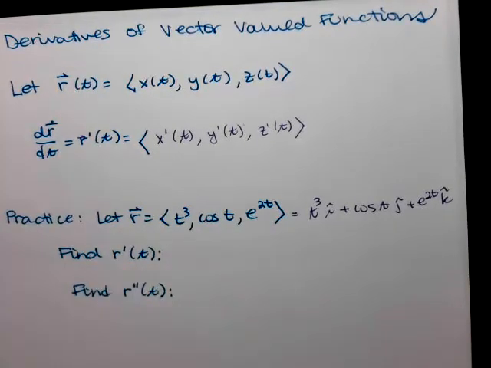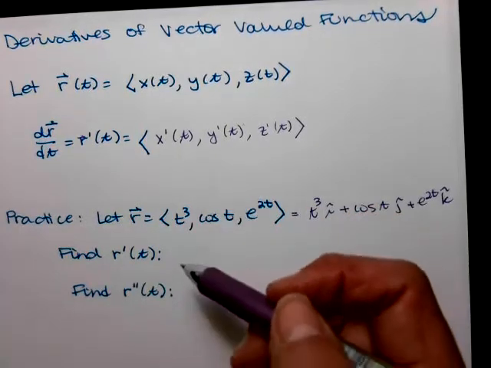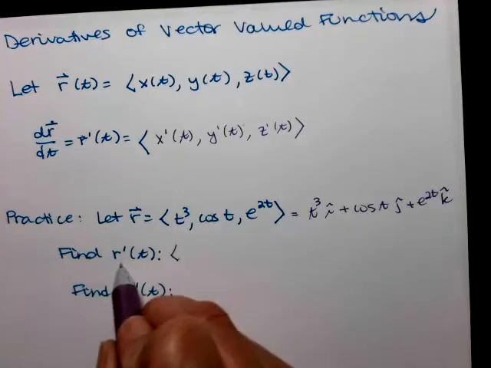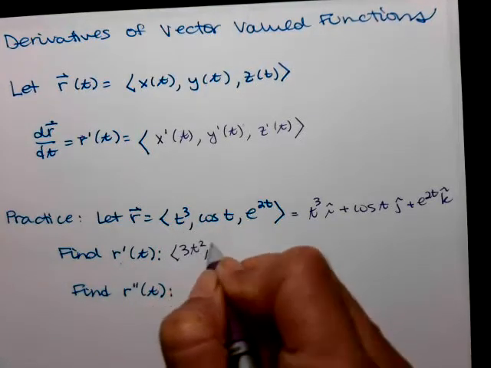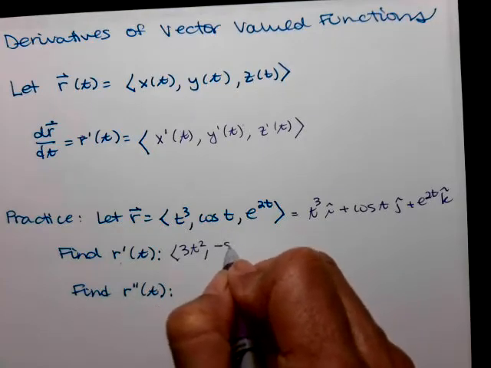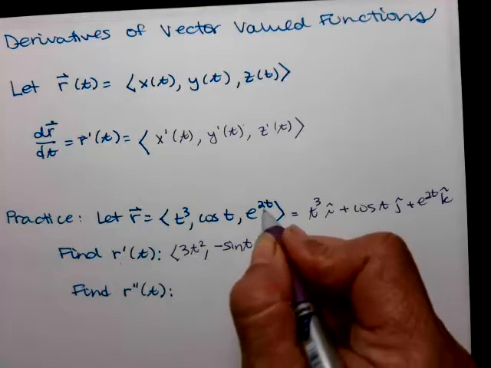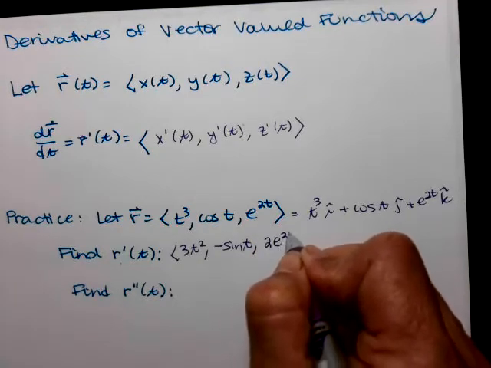Okay. So r prime, the derivative, is a vector. So if you take the derivative of a vector, you get a vector. So the derivative, r prime, the first derivative, we'll get 3t squared. Derivative of cosine t will be negative sine t. And the derivative of e to the 2t, remember your chain rule, so 2e to the 2t.